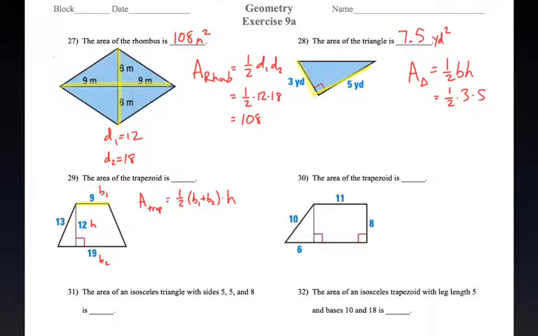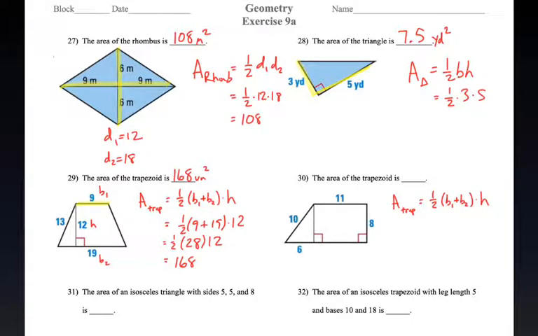This is a trapezoid. The formula for the area of the trapezoid is 1/2 times the sum of the bases. Some of you have been multiplying the bases. There's 1/2 times the sum of the bases. My bases are 9 and 18 in this case, times the height. Well, it gave us the height. We don't have to do anything other than plug in the 9, the 18, and the 12 in and simplify. It's 168 units squared.